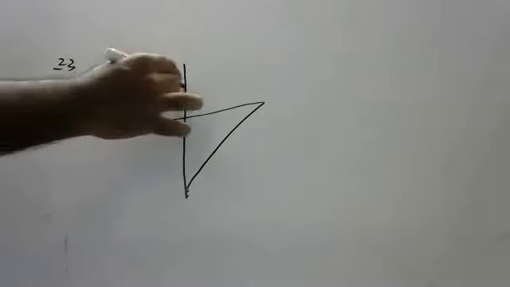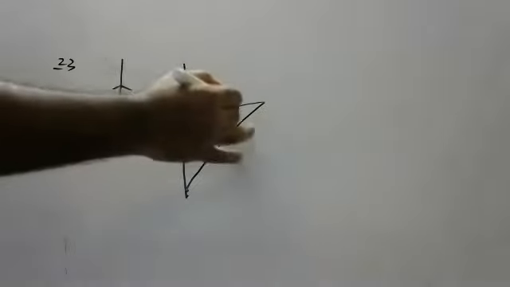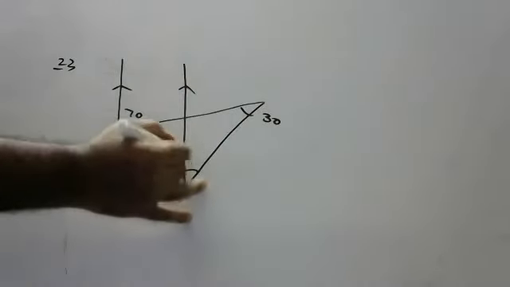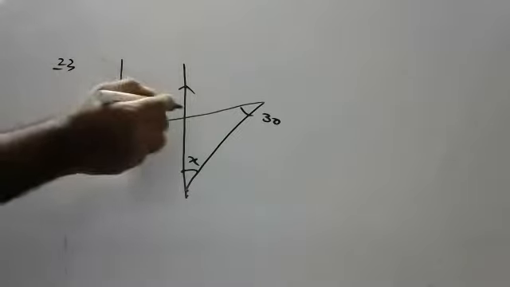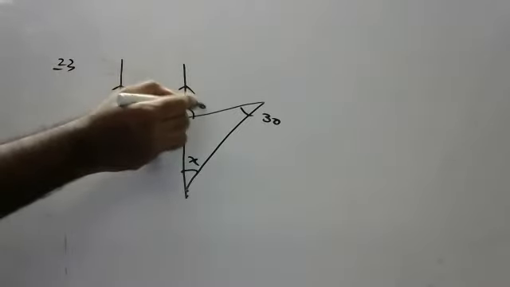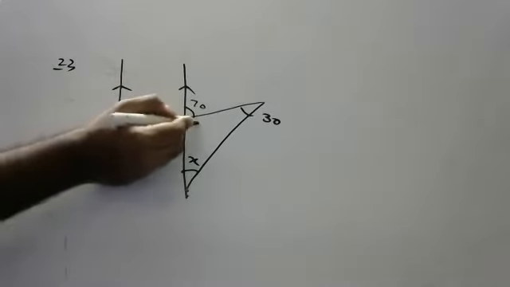These both are parallel, children. They have given this is 70, this is 30, this is x. Anyone wants to give a try? Very, very easy. If this is 70, this is also 70. Can anyone say why? Corresponding angles, sir. If this is 70, this is 110. Can anyone say why?